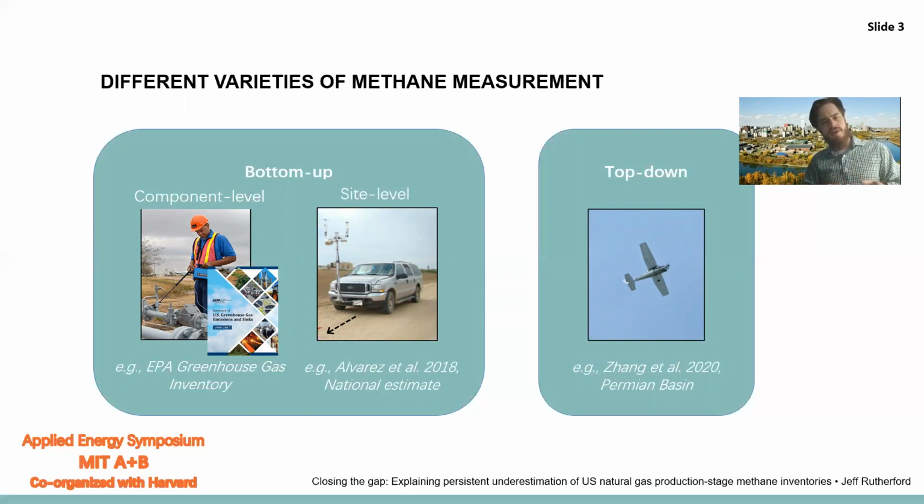Now, the EPA greenhouse gas inventory relies heavily upon component level measurements because it allows for a very granular breakdown of emissions at the equipment level. Now, because it's the national inventory, it's used by the government and policymakers in developing methane mitigation policy. Therefore, it is very important that the EPA greenhouse gas inventory is accurate.